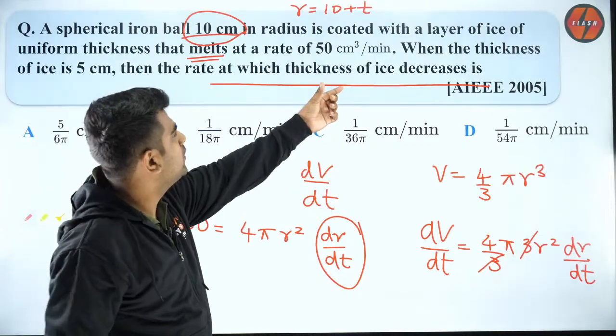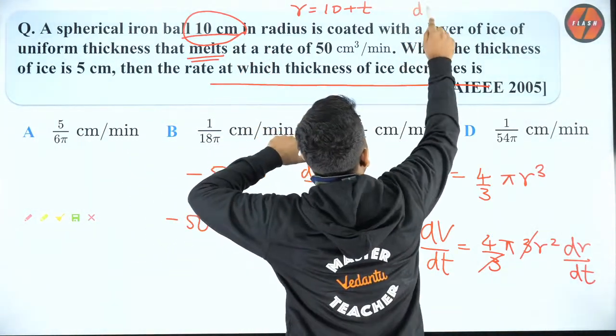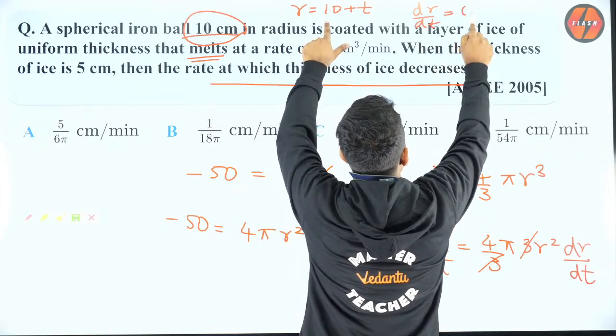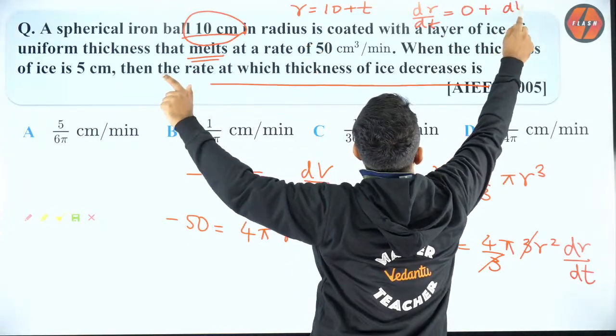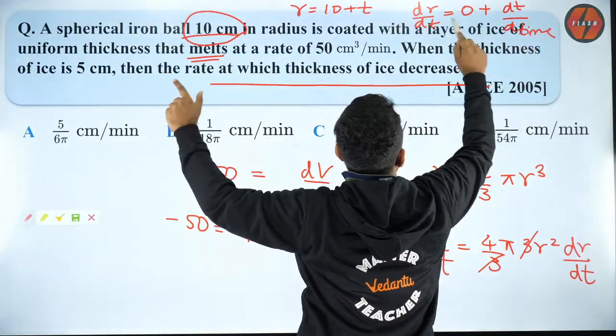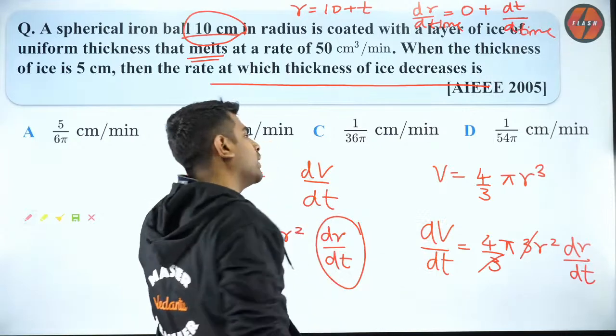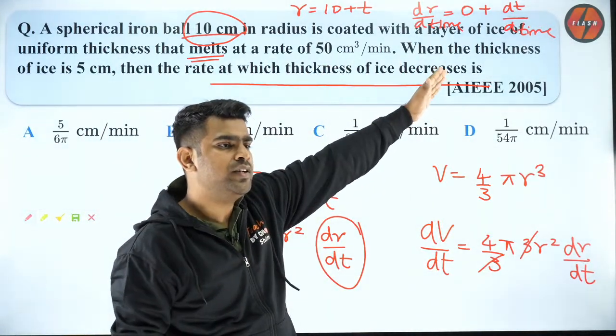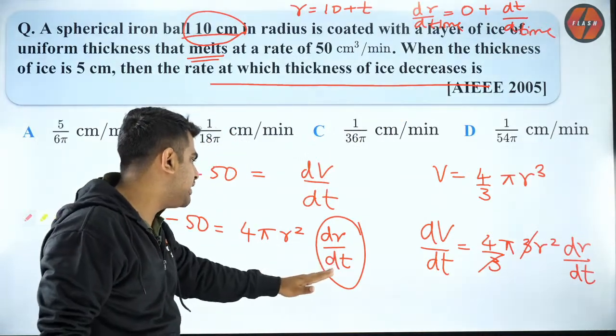10 plus some thickness. So what is dr? dr by dt is equal to 10 is a constant, so 0 plus d thickness by d time. Okay, this t is time. Got it? So dr by dt is nothing but the rate of change of thickness.